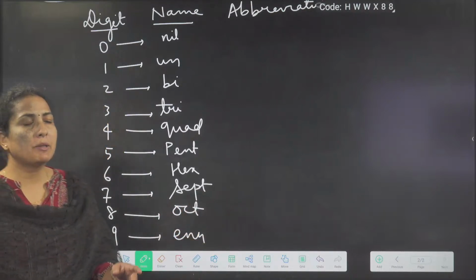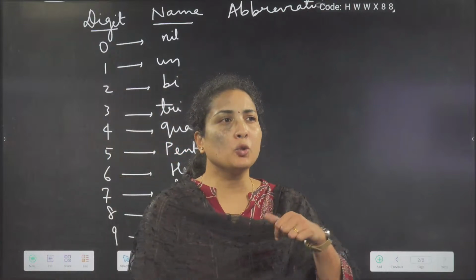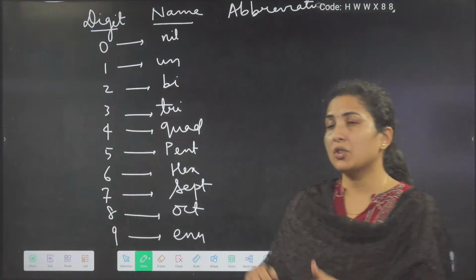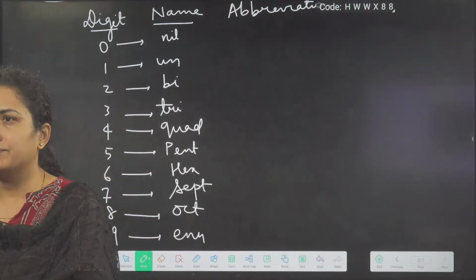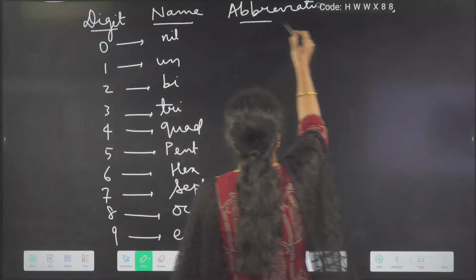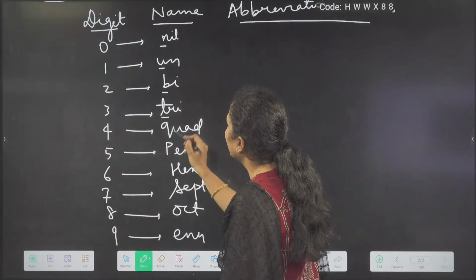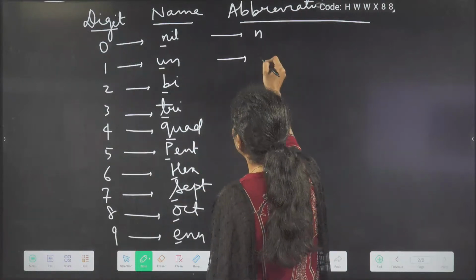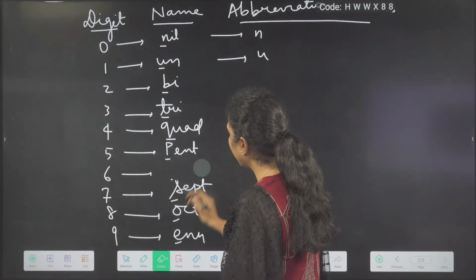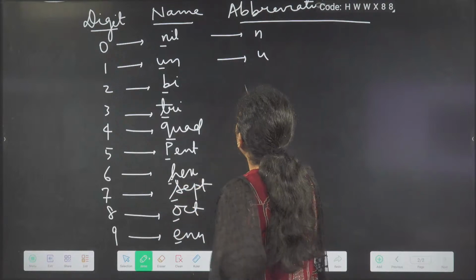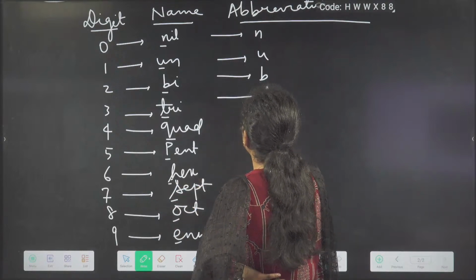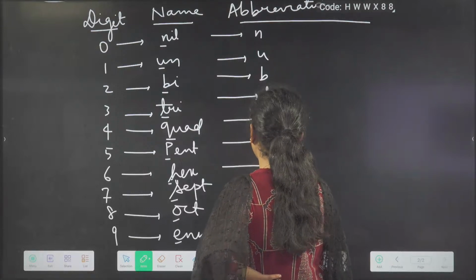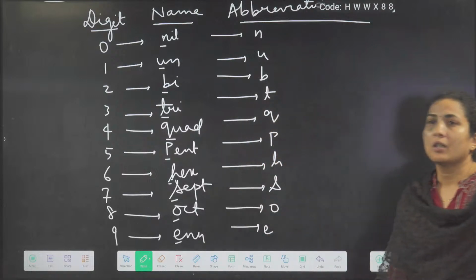Do remember, normally people commit mistakes at 7. For 7 you may write hept, which is the case in organic chemistry. Be aware that we are in inorganic chemistry, so we are naming it as sept, not hept. Okay. Now, whatever is the first letter, that is the abbreviation here. First letter is the abbreviation, right? So I'm writing here N, U, all the simple ones. This is hex here. So you'll have here B, then T, then Q, P, H, S, O, and E. Able to get it?